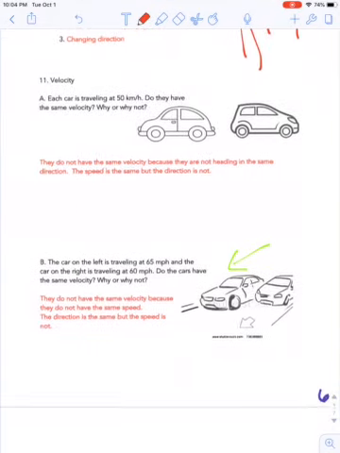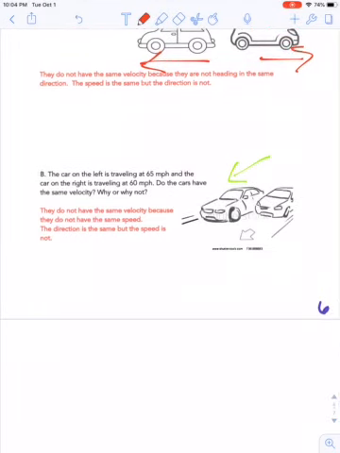So to wrap this up, we're going to look at these scenarios with these cars. Each car is traveling at 50 kilometers per hour. Do they have the same velocity? Why or why not? All right. To have the same velocity, we have to have the same speed and direction. They both have the same speed, so we're good there. But guess what? Not the same direction, so they do not have the same velocity.